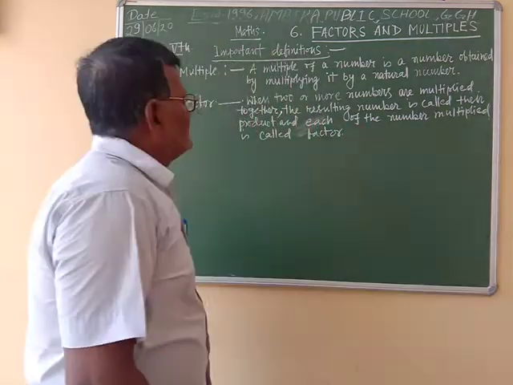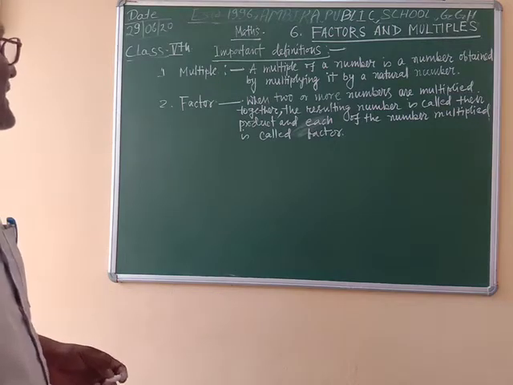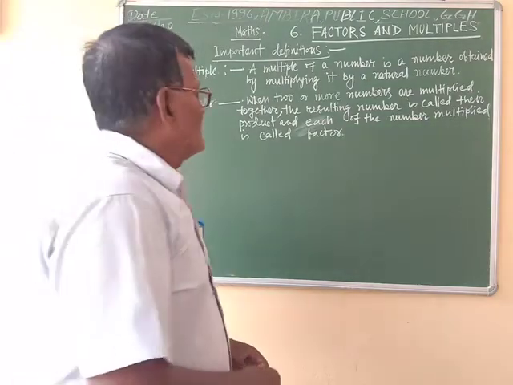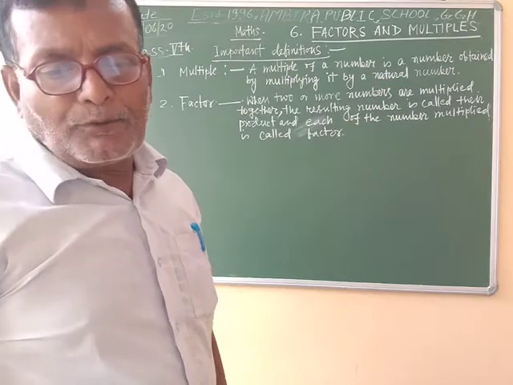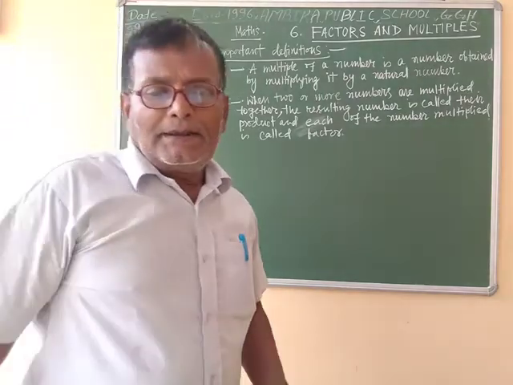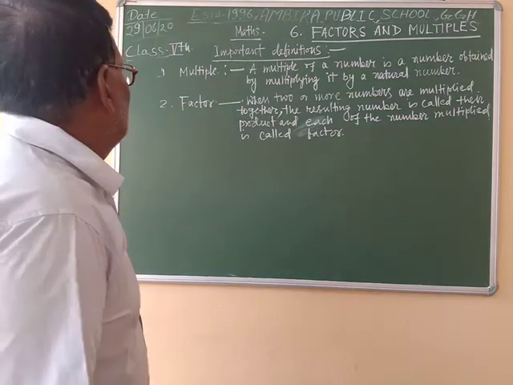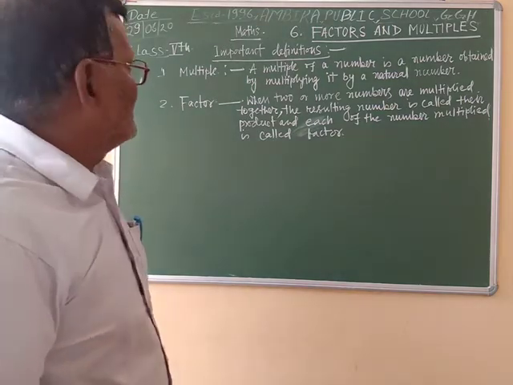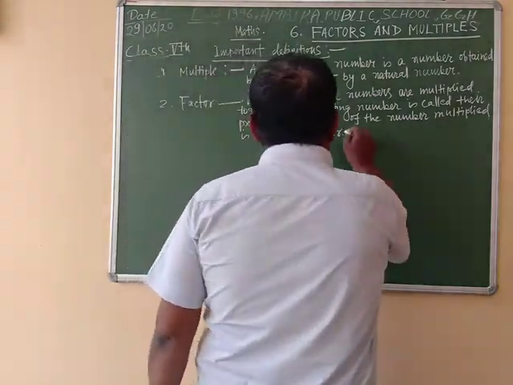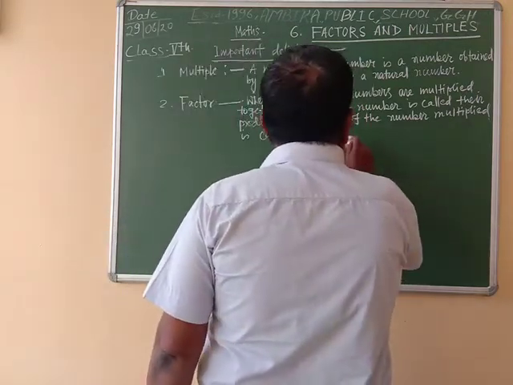When two or more numbers are multiplied together, the resulting number is called their product, and each of the numbers multiplied is called a factor of this product. As for example, if we multiply 8 and 5, we get 40 as product. Therefore, 8 and 5 are factors of the given number.